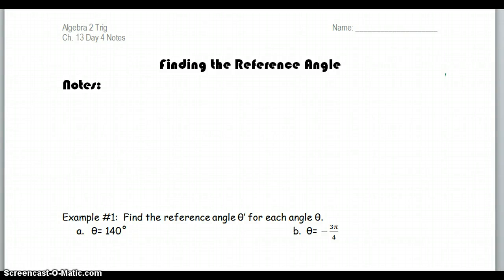Hi everyone, this is Miss Afric here, and this is your Chapter 13, Day 4 video, where we're going to talk about how to find the reference angle for a given angle theta.